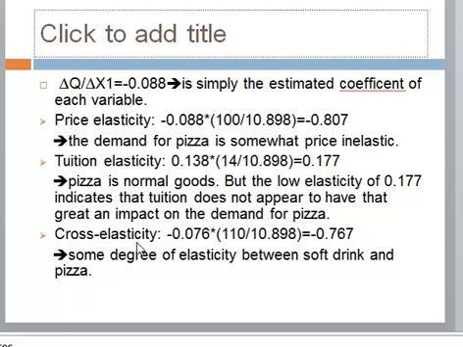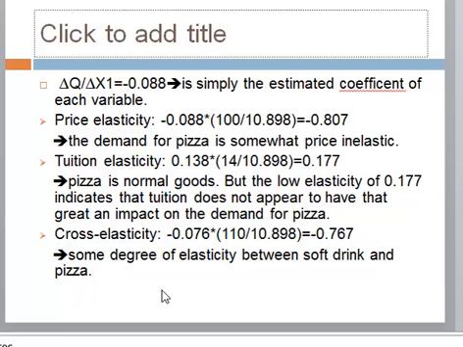So the next one is cross elasticity. The coefficient for x3 times the value we assumed for the price of the soft drink, 110, divided by the estimated value 10.898 equals 0.767. So there is some degree of elasticity between the soft drink and the pizza.